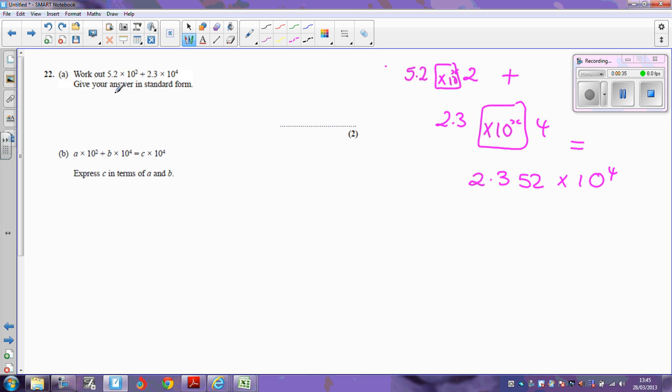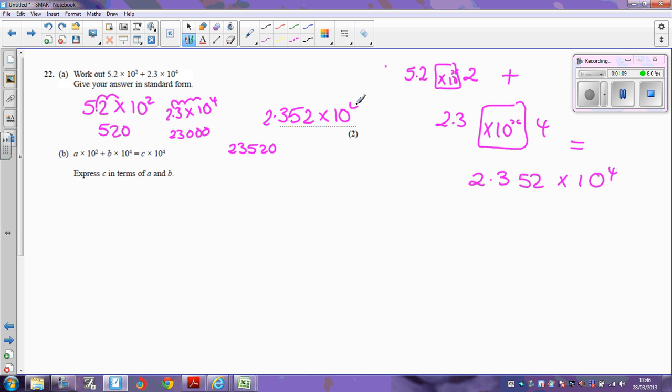An alternative way of doing it, well, you could just change both numbers into normal numbers. If you've got 5.2 times 10 to the power 2, and you just move the decimal point 2 places to the right, well, that's going to be 520. And if you've got 2.3 times 10 to the power 4, move the decimal point 4 places to the right, well, that'll be 23,000, 1, 2, 3, 4. And if you do 23,000 plus 520, well, that's 23,520, which is again 2.352 times 10 to the power 4.